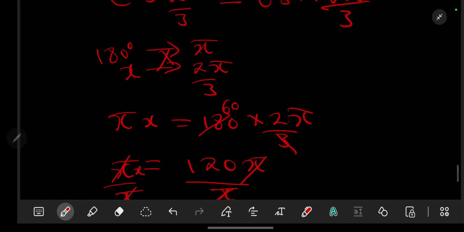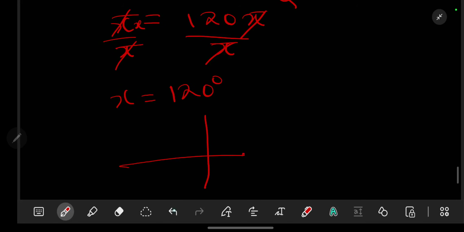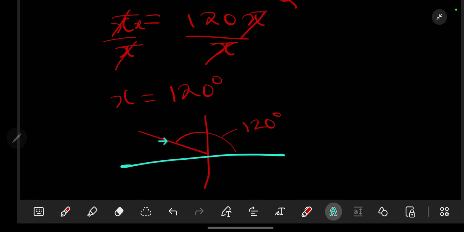So remember the knowledge of reference angles. That means 120 degrees is here. You go like that. So this is 120 degrees. If this is 120 degrees, the remaining angle between the x-axis and the terminal side is equal to 60 degrees like that.